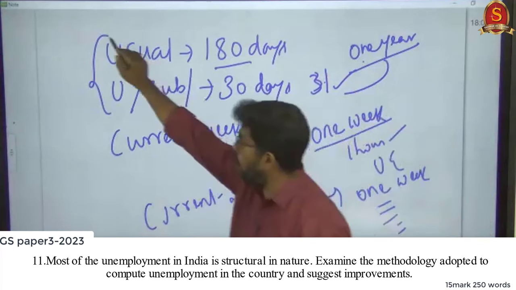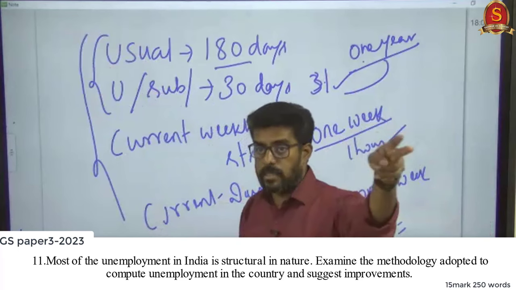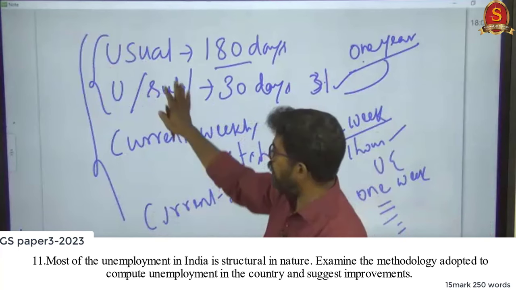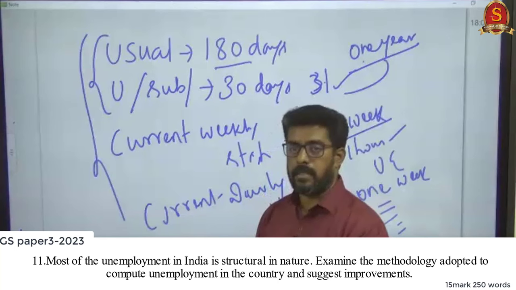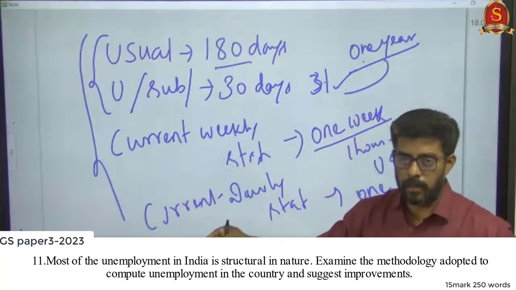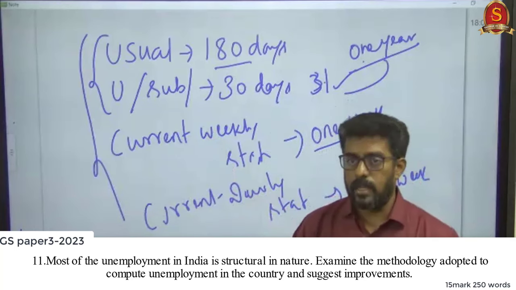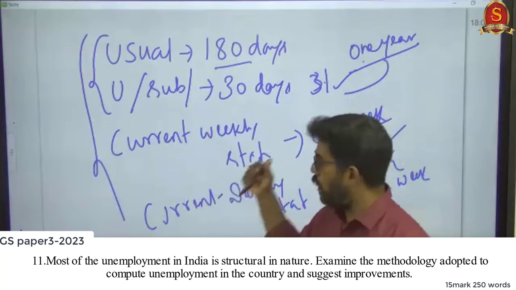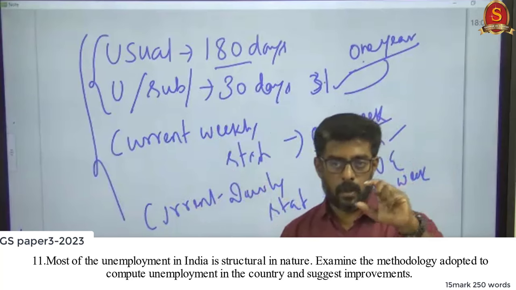Then using these approaches, we have some methods. Because we arrive at whether a person is employed or unemployed based on this, we have three kinds of measurement. So we mention the current weekly status, then the daily status, and then the usual principal status. We just mention all these things.